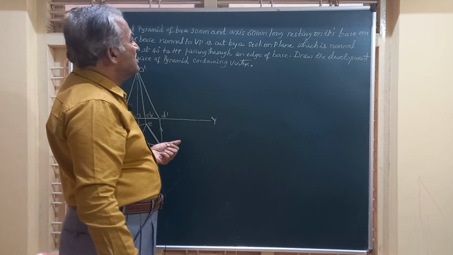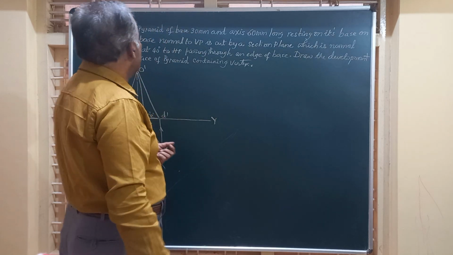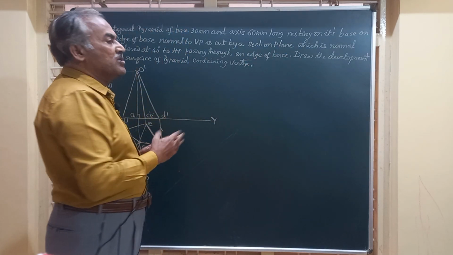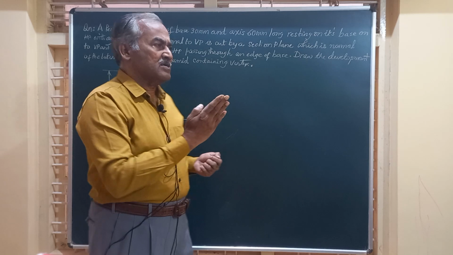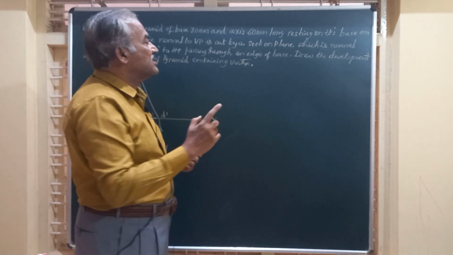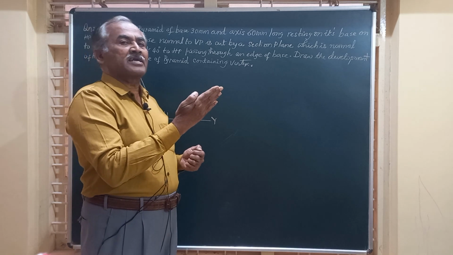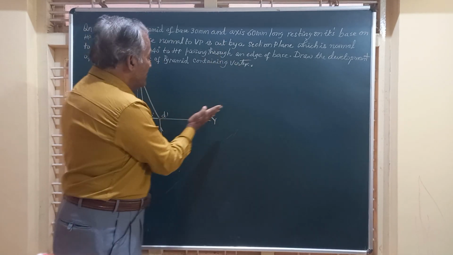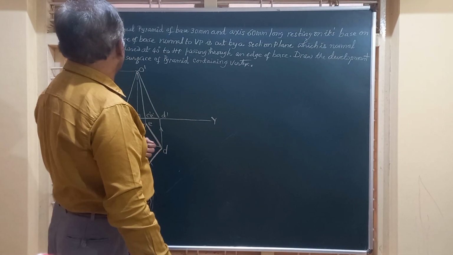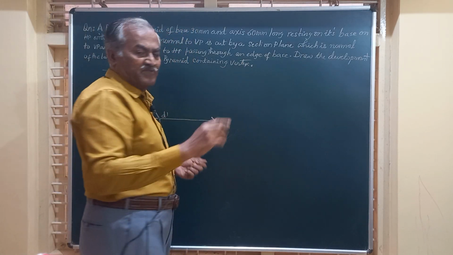Now friends, let us learn about the section plane, how the object is being cut. It says it is cut by a section plane which is normal to VP. What's the meaning of that? The section plane which is slicing this into two pieces is normal to VP, meaning perpendicular to VP, and hence it is seen as a line in the front view. Anything perpendicular to VP is seen as a line in the front view, and it is inclined at 45 degrees to HP, passing through an edge of the base.